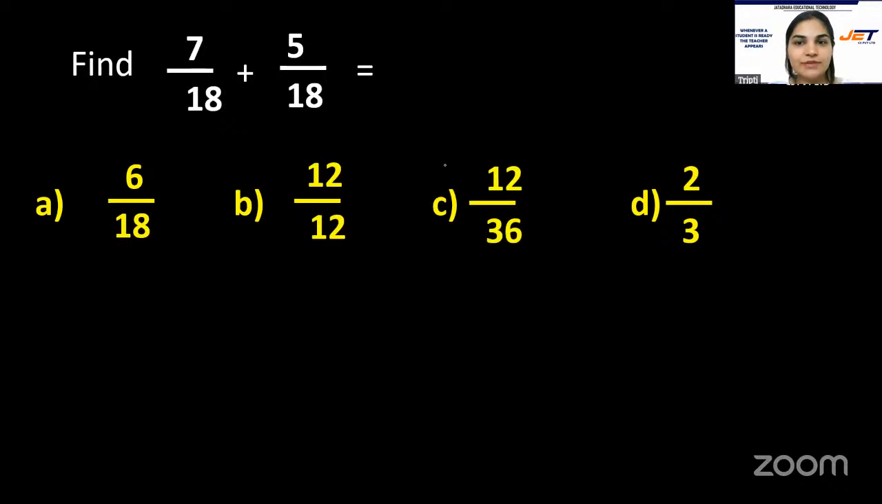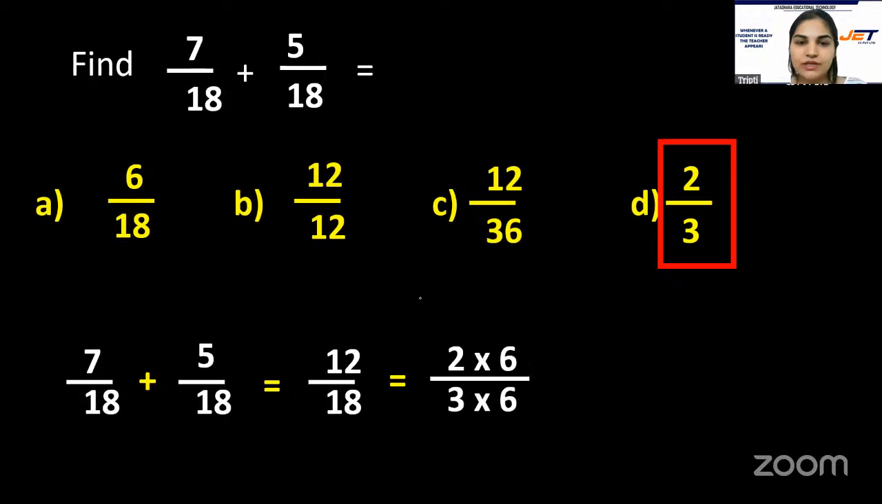7 by 18 plus 5 by 18. Okay, so 7 plus 5 is 12, 12 by 18. And if you reduce it, you will get 2 by 3, because 2 times 6 is 12 and 3 times 6 is 18. So 2 by 3 is what you have got.